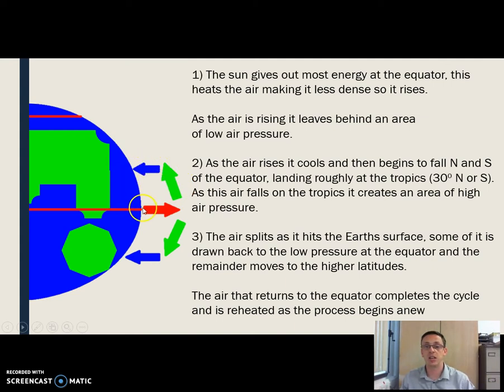This cell of air rising at the equator, cooling, moving north or south, and then again moving back towards the equator completes our first cell, the Hadley cell. It's worth stating that this entire process is mirrored north and south of the equator, but from this point on we're really going to focus on the northern hemisphere because it's where we are.